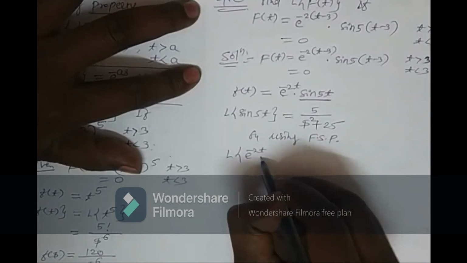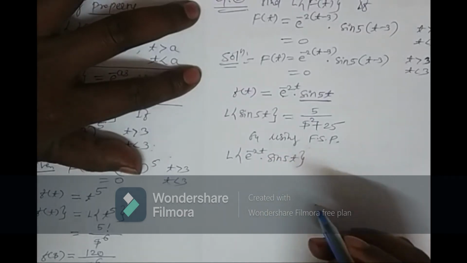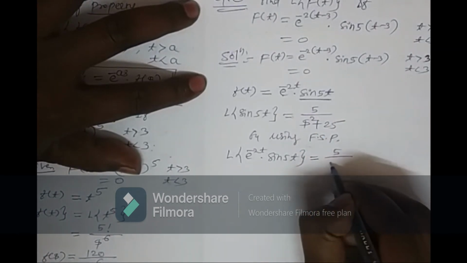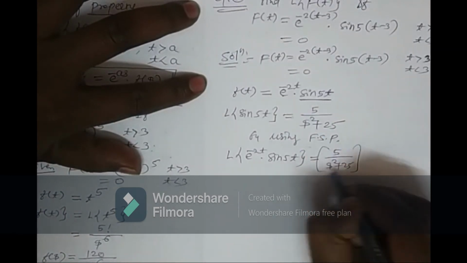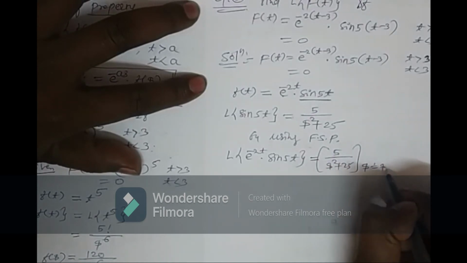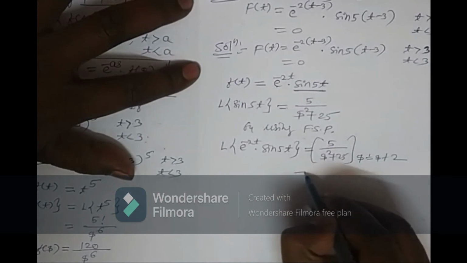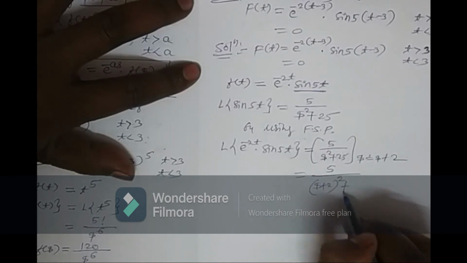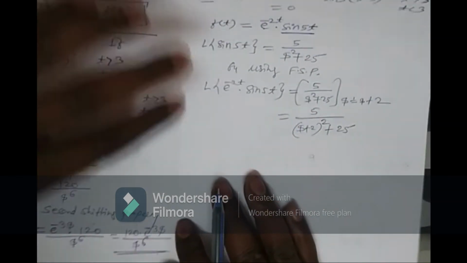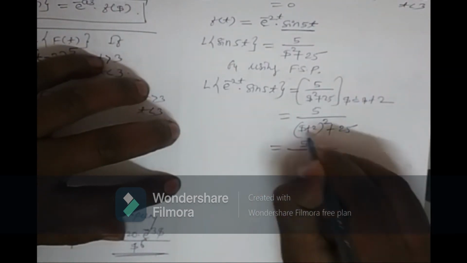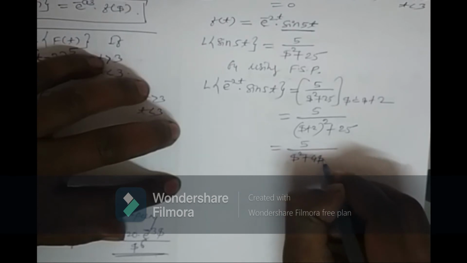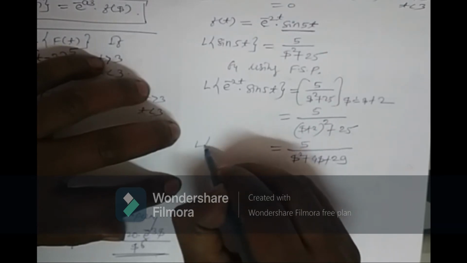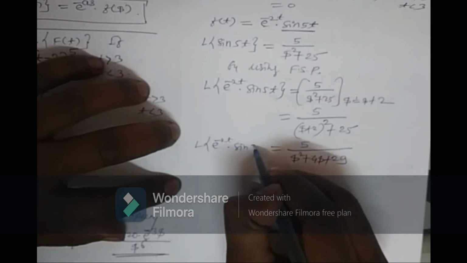Laplace transform of e raised to minus 2t into sine 5t is equal to, this is f of s, 5 upon s square plus 25 at s is equal to s plus 2. If you put this value here, what we get? 5 upon, in place of s we have to write s plus 2, so s plus 2 whole square plus 25. If you again simplify this, what we get? 5 upon s square plus 4s plus 4 plus 25, that will be 29. So this is Laplace transform of e raised to minus 2t into sine 5t.